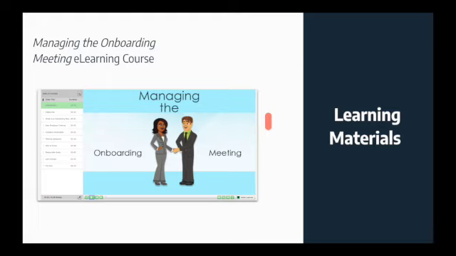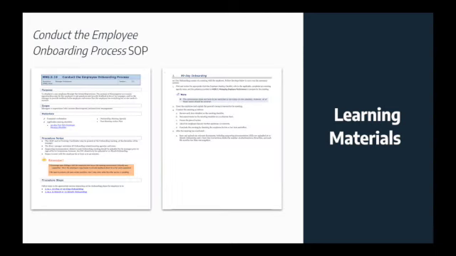The e-learning course aligns with all 3 objectives because it is an overview course that breaks down all 3 parts of the onboarding meeting. Conduct the Employee Onboarding Process SOP is the official document that explains the entire onboarding process. It goes into great detail about what the manager is expected to do during the onboarding meeting. It outlines the company policies regarding onboarding meetings and lists all the materials needed to conduct the meeting.